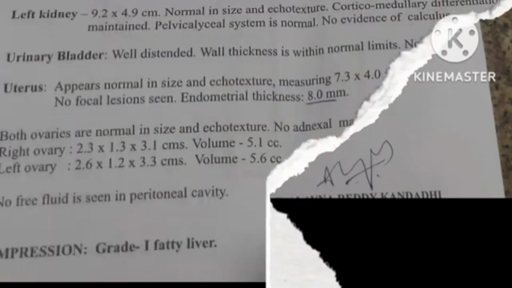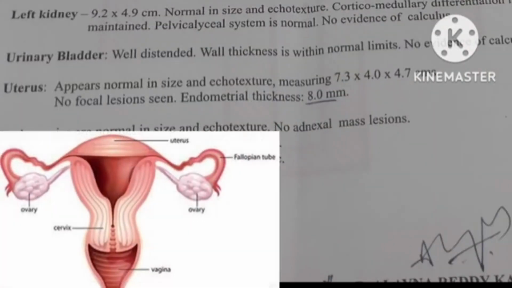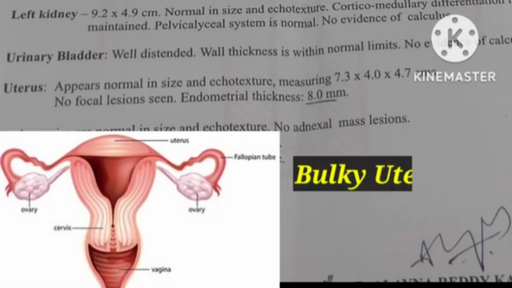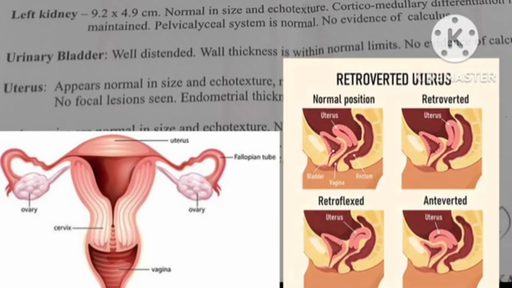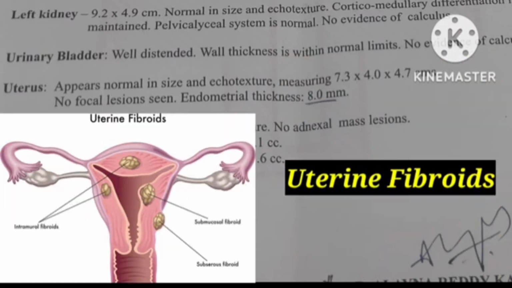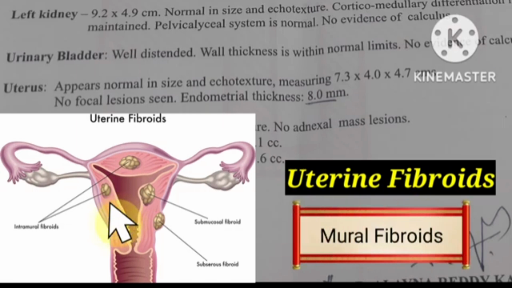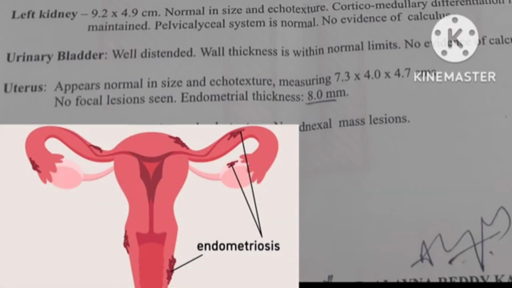Next comes the uterus. How is the uterus seen? If it is normal, they'll mention it is normal. If the uterus size is increased, they'll mention bulky uterus. How is the uterus position? Anteverted or retroverted. Generally, anteverted uterus is a normal condition. If there are any cysts or fibroids, they'll mention uterine fibroids. Generally, if the fibroids are seen in the muscle tissue of the uterus, they'll call them mural fibroids. And in the ultrasound report, we also see endometrial thickness. How is the thickness of the endometrium? Endometrium is the lining of the uterus.